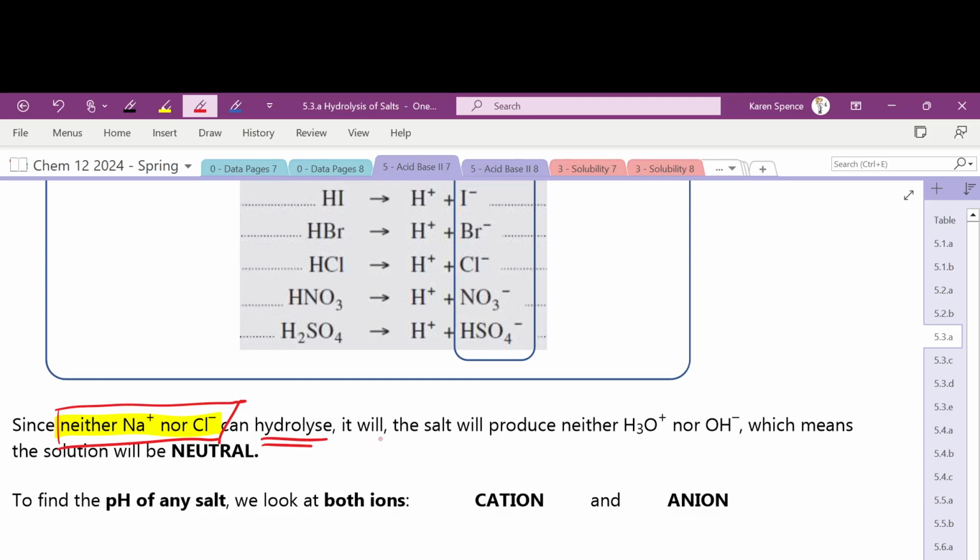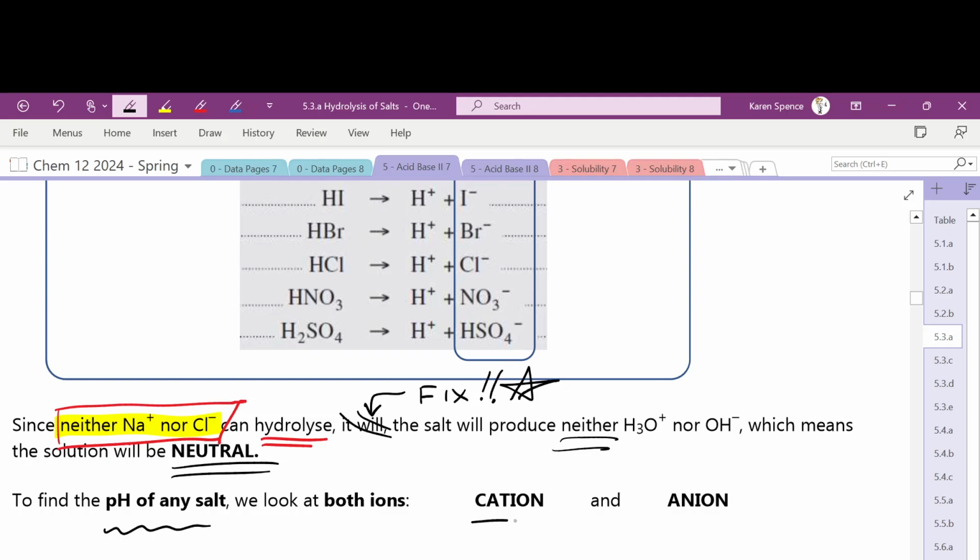Whoa, this sentence is ugly. What have I done here? I need to fix this. Obviously, I started with one thing in mind and carried on with the sentence in a different way. The salt will produce neither H3O+ nor OH-, which means the solution will be neutral. So to find the pH of any salt, we need to look at both ions, the cation and the anion.